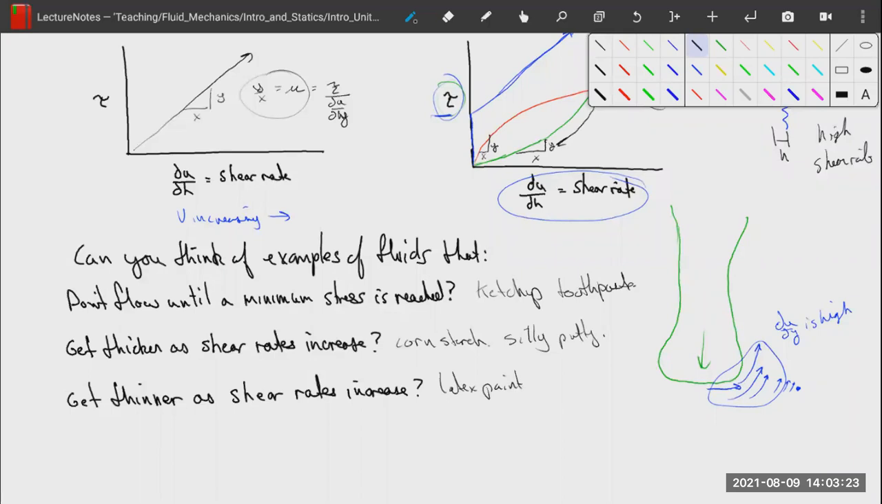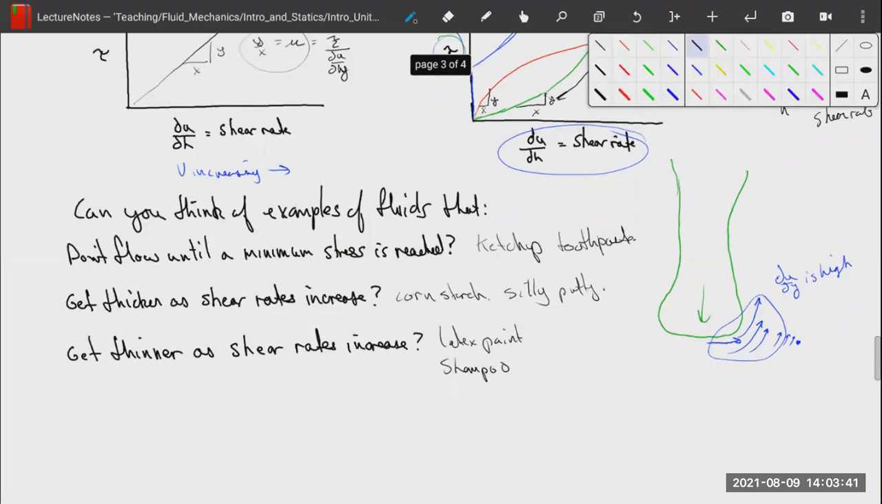Another example is actually shampoo. You can look at videos of people drizzling shampoo into pools of shampoo, little cups of shampoo, and it will actually produce these jets, which are a result of shear thinning, which are really cool. And the mechanical reason for this happening is that cornstarch and silly putty both have very long polymer chains.